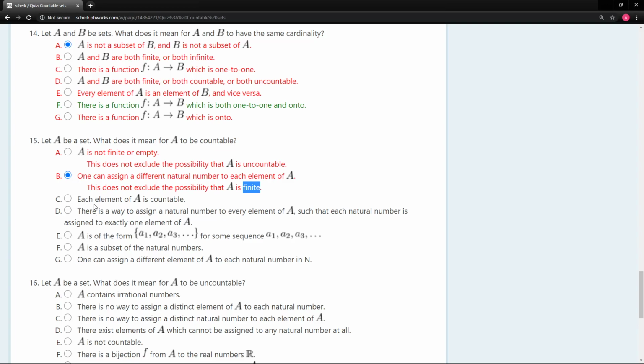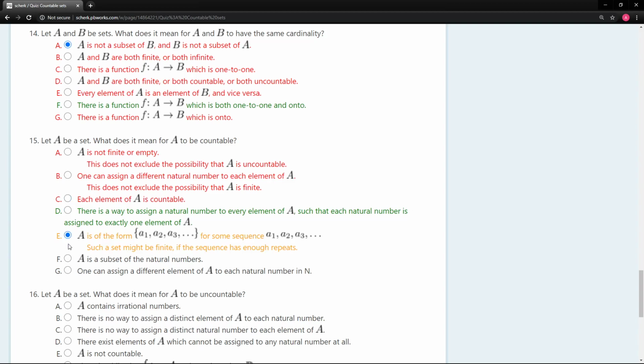Let me search for the right one. Each element of A is countable. No. What does that even mean? Each element of A is countable. This sounds like it, right? There's a way to assign a natural number to every element of A, such that it's exactly one. And yeah, we got green, yellow, orange. So this is partially correct.